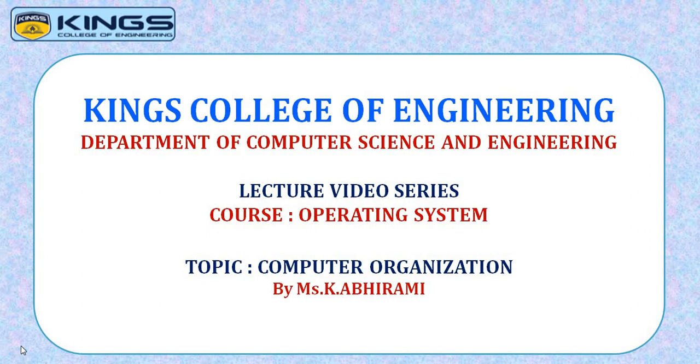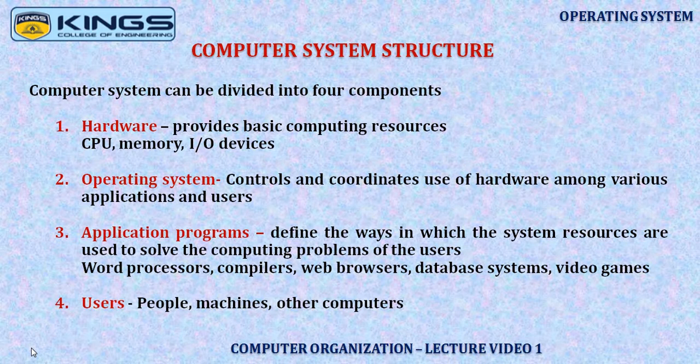The objective of this lecture session is to help learners know about components of computer system and describe the organization of computers. Computer system comprises of four main components: the hardware, operating system, application program, and the user. Hardware refers to the basic computing resources, that is, the processor, memory unit, and the I/O devices.